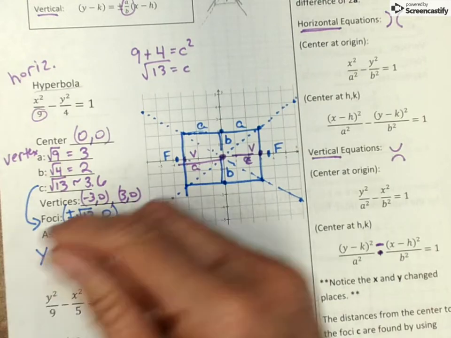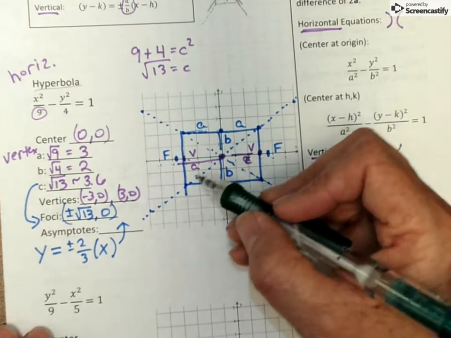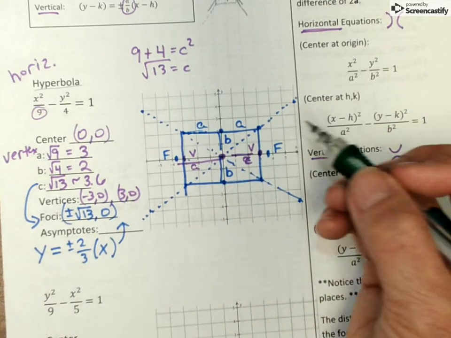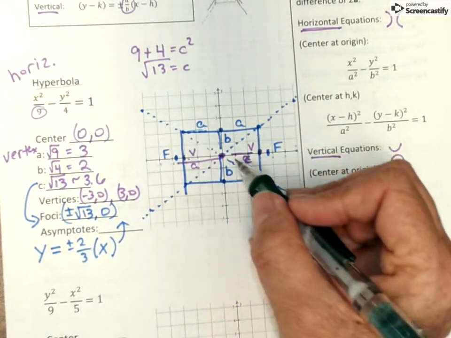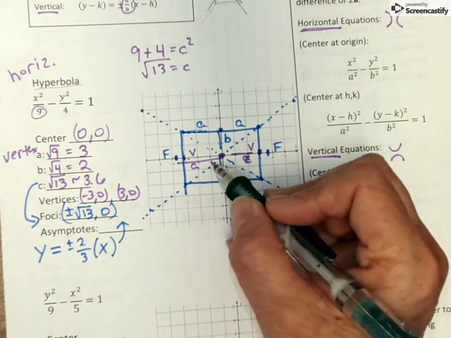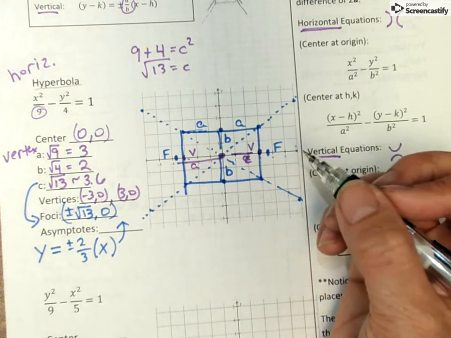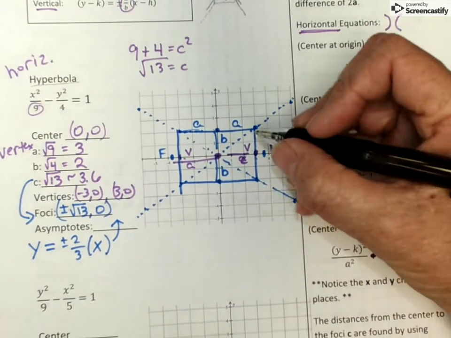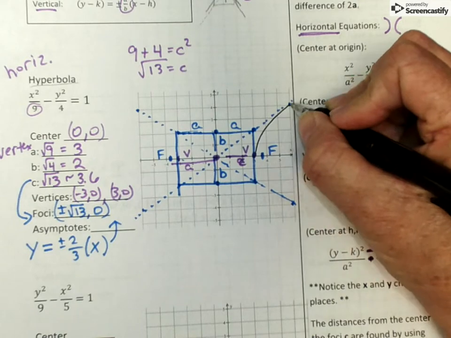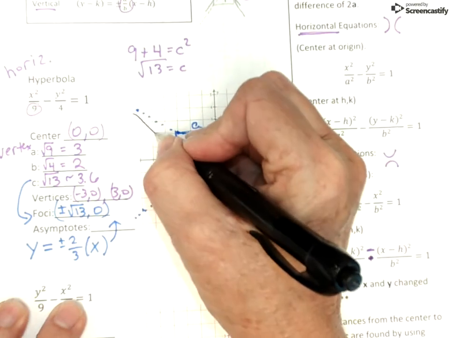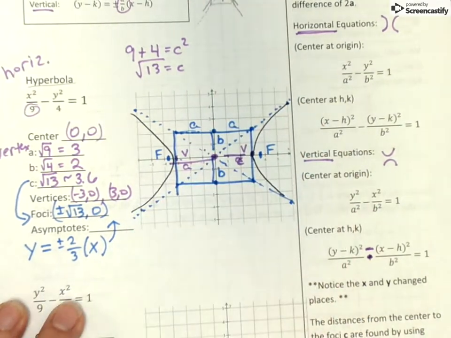And now the thing I'd like you to notice is that your asymptotes go through these corners and the center. So these are diagonal lines going through the opposite corners of your rectangle and the center. So this is what's going to help us draw our hyperbola in. The hyperbola now is going to use those asymptotes and touch the vertex. So there's one side of my hyperbola, and here is the other side.